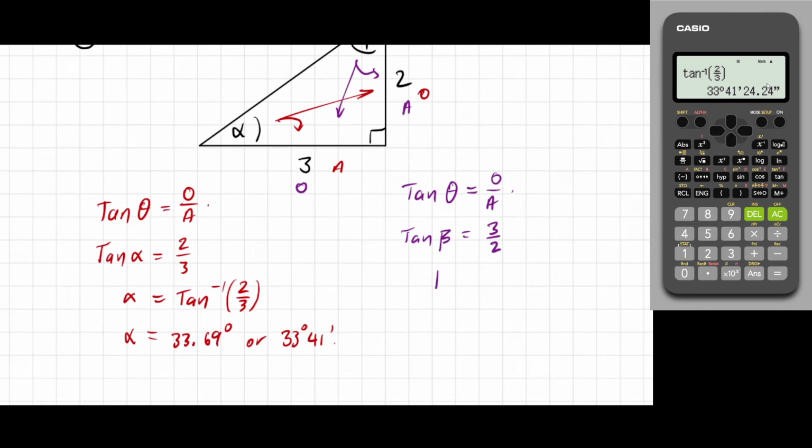Now you're doing the inverse tan. We get tan -1, or inverse tan of 3 over 2, or 1.5. So beta is equal to, all I've got to do is just swap the position of the 3 and the 2 around. We get 56.31, or 56 degrees and 18 minutes, like that. Pretty straightforward, and that's pretty much all that you need to know.